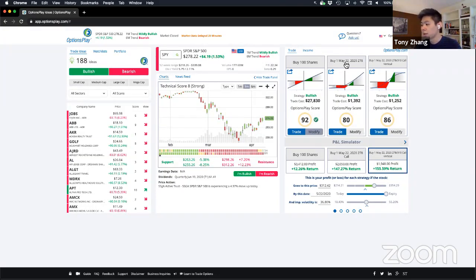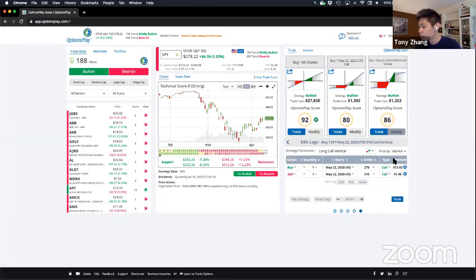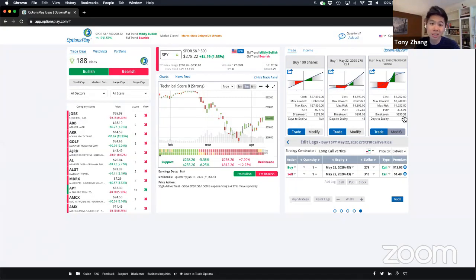So here, $1,392 to buy that 278 call. If I buy the 278 call, it'll still cost $1,392, but I'm collecting $1.40 to sell the 310 call against it. Not a lot of premium in this particular case, but I am collecting a little under 10% of the cost of that long call. So here it only costs me $12.52. Not a huge difference. My break-even price improves from $291.92 to $290.52, so about $1.50 lower.